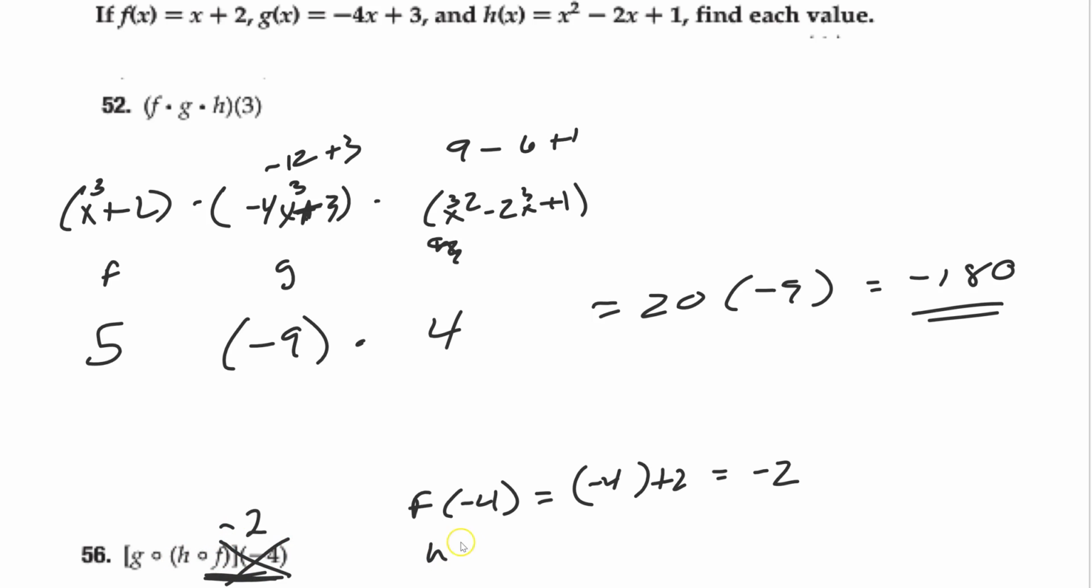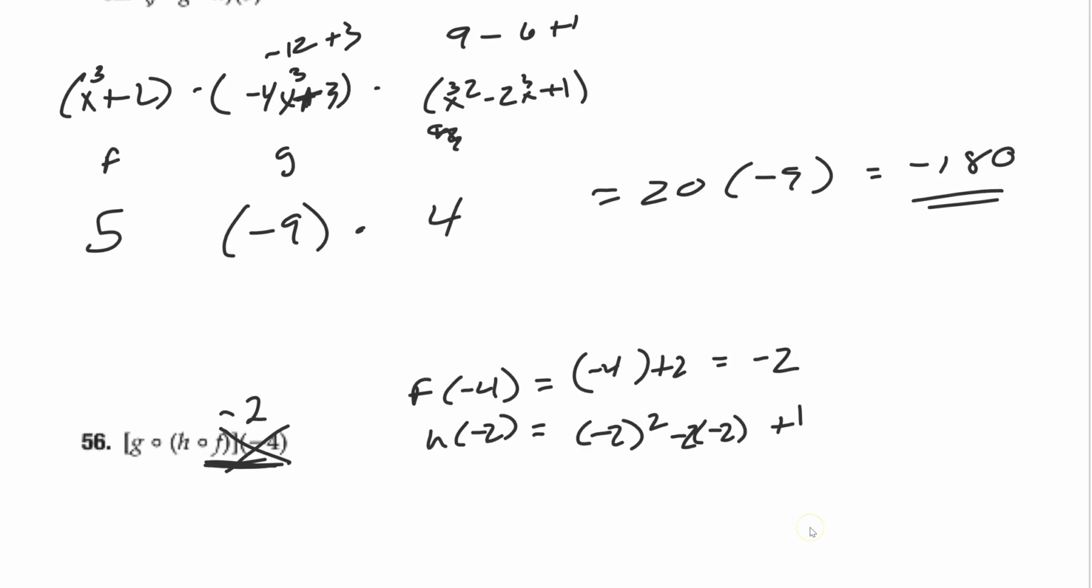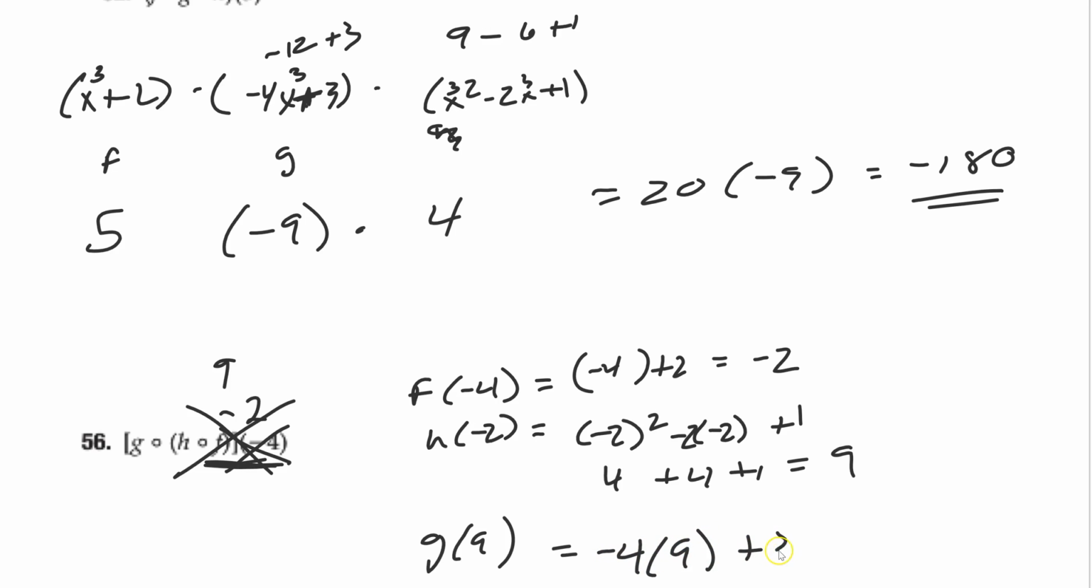Now h of negative 2. So negative 2 squared minus 2 times negative 2 plus 1. Which is going to be 4 plus 4 plus 1, so I get 9. So all of this is done. Now it's just g of 9, and g is this equation. So negative 4 times 9 plus 3, negative 36 plus 3, negative 33 is my answer. All this is just negative 33. That's the lesson.